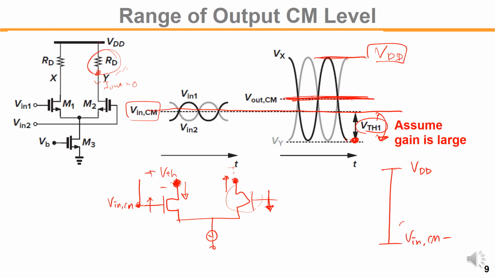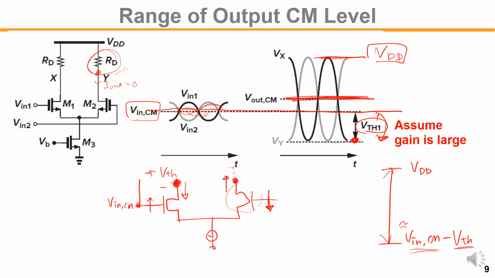minus VTH. This is the approximation considering the input signal swing is so small that the gain is large. So we approximate the input signal range, the max starting from V input common mode minus VTH. That's going to be the output signal range, right?